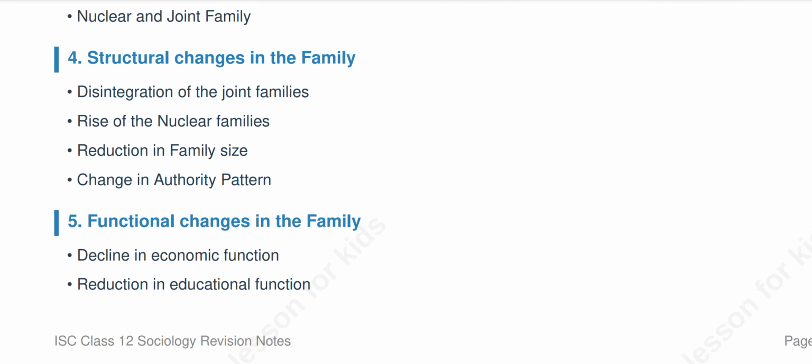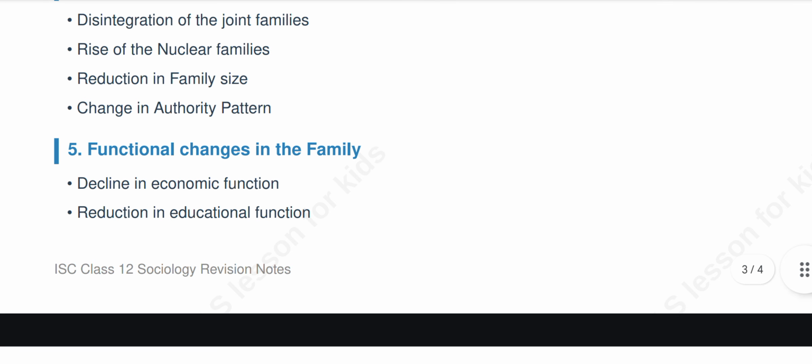Then the fifth one is functional change in the family: decline in economic function. Before, in the joint family, as there were many members, everybody used to support each and every member, whether financially or emotionally. So there was economic, financial support. But nowadays it's a bit less, right? Because they stay away from their family.